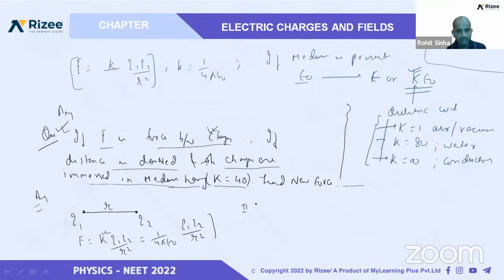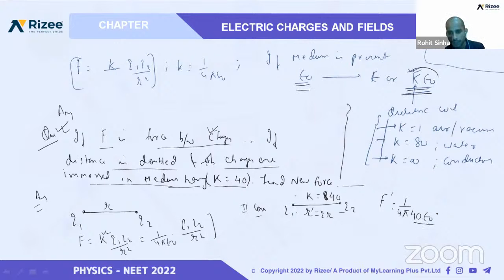Now, the second case is this: the two charges Q1 and Q2 are immersed in a medium having capital K equal to 40. Capital K is the dielectric constant and it is 40, and also the distance is doubled. That means the new distance r dash is equal to 2r. So the new force is equal to 1 by 4 pi epsilon naught, and epsilon naught will be replaced by K epsilon naught. With the charges the same, Q1 Q2 by distance r square, that will be 2r whole square.